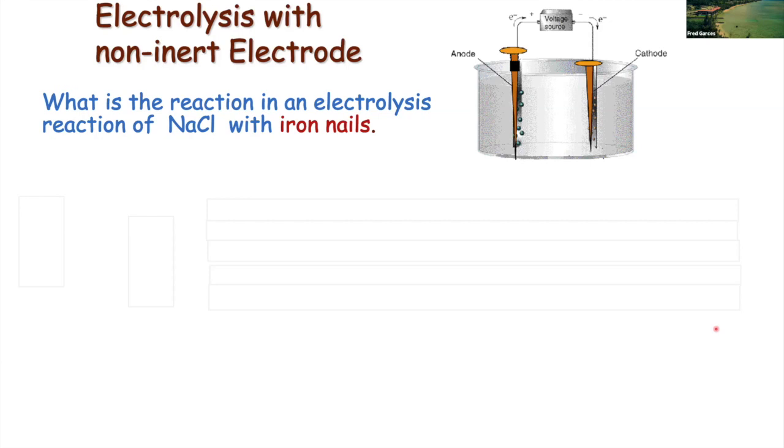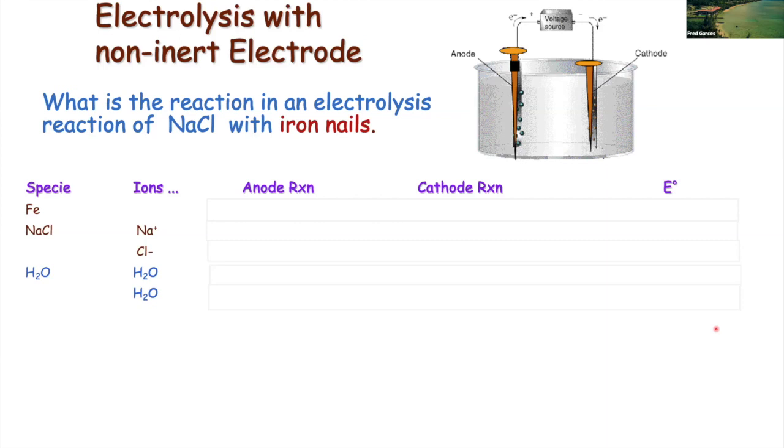This one is going to be sodium chloride, seawater, and iron nails. So what are the species? Iron, sodium chloride, and water. So in this particular case, at the anode now, we will see the oxidation of iron because that's a likely chemical reaction. Iron is not inert, it will undergo oxidation, and it undergoes oxidation at positive 0.44 volts. That's actually a spontaneous reaction. You don't need energy to drive that reaction.